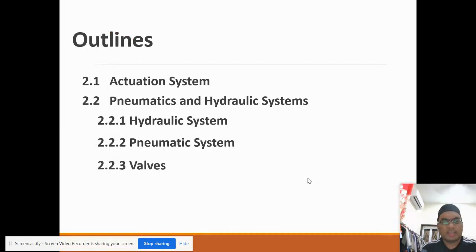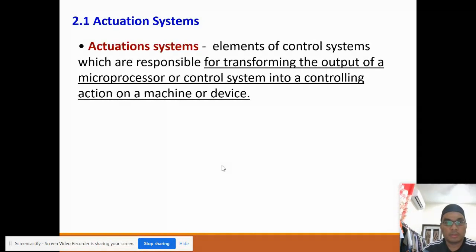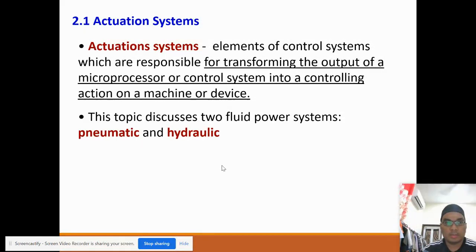For the outline today, the first one is the actuation system overall. The second one, 2.2, is the pneumatic and hydraulic system. There we go through the details of what the hydraulic system is and also what the pneumatic system is, and also the valves involved for both systems. So let's go to the actuation system first.